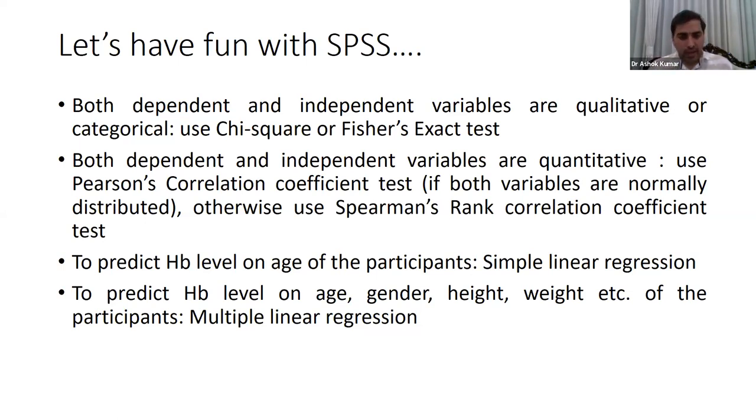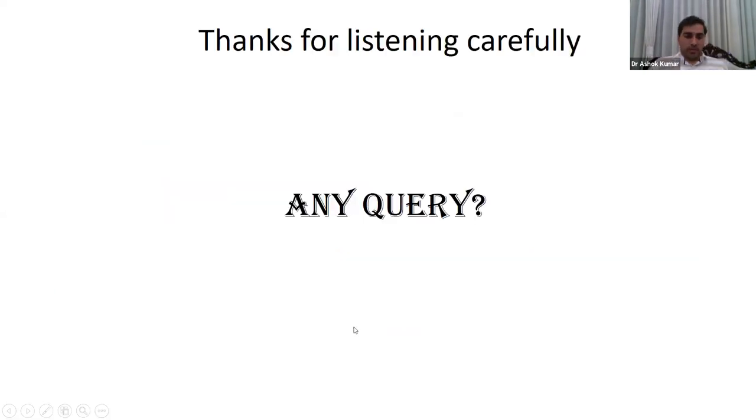Age is also exact, so we have to use linear regression to predict HB level on age, gender, height, and weight of the participants. Here our dependent variable is only HB, but the independent variables are more than one, so it is called multiple linear regression, okay?